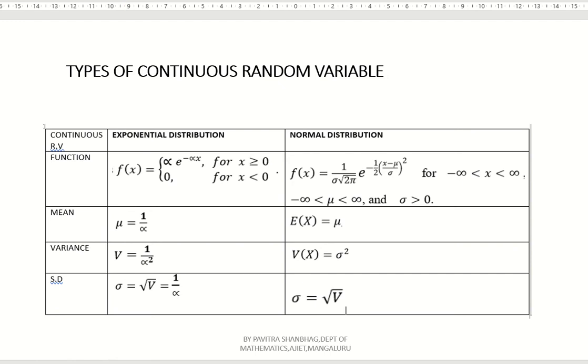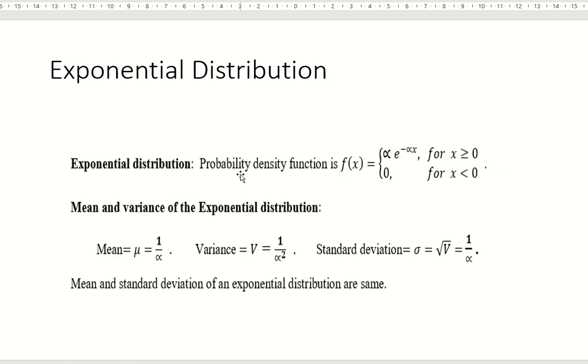Okay, now what is the probability function here? f(x) equal to alpha e power minus alpha x, where x is greater than or equal to 0, and 0 when x is negative. This function we call exponential distribution. Okay, now mean and variance of the exponential distribution.